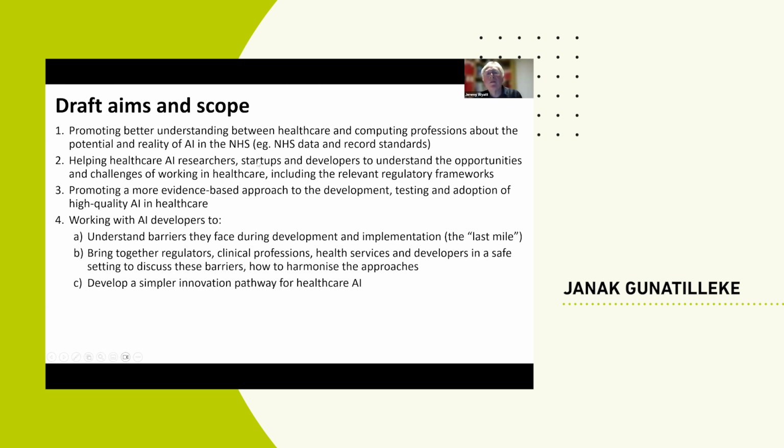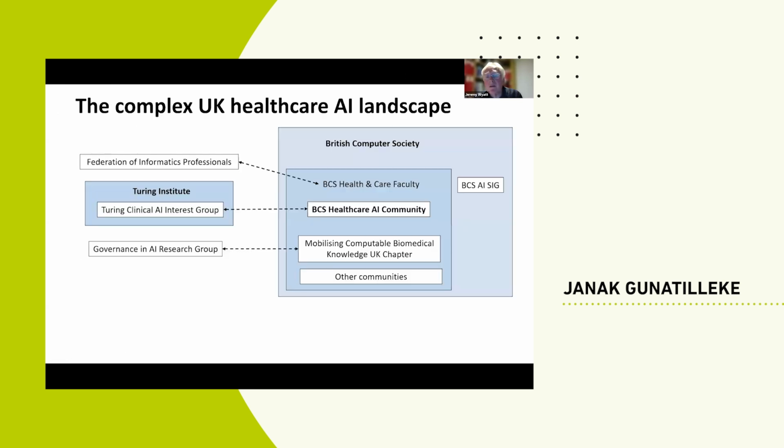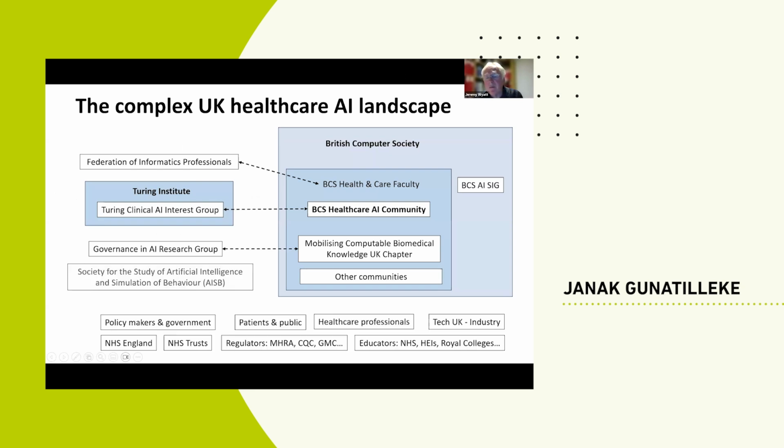Perhaps you could put something in the chat if you've got any. Are there any aims there that we don't want? Are there any new and different aims that we should be exploring? Are those aims already covered by some of the many organizations? And just to remind you about all those organizations, we've got lots of organizations around the BCS, outside of the BCS, but still in the AI or health informatics space. And then there are also organizations which are highly relevant, including patients and the public, NHS trusts, regulators, educators, Tech UK, and policymakers, etc. So if you've got some thoughts about that, I can't see the chat at the moment.